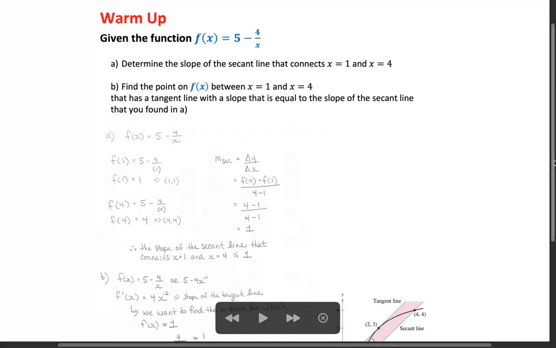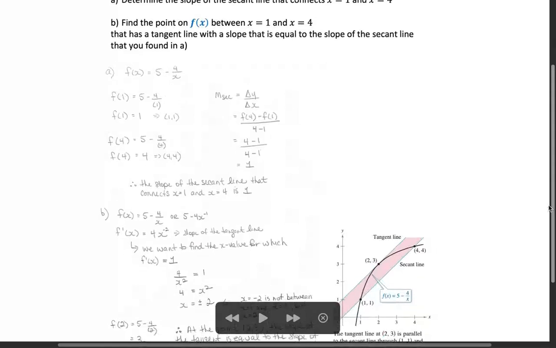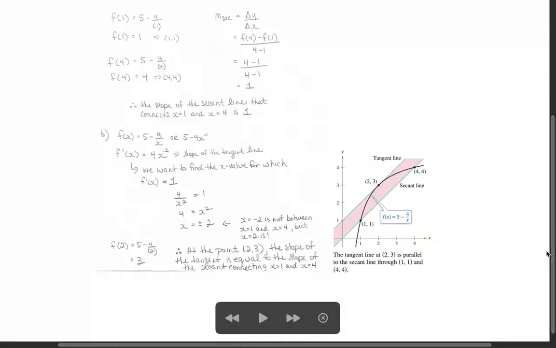So remember, when we're working with instantaneous rate of change, we're working with derivatives. The derivative function is a function that allows us to calculate the instantaneous rate of change, or the slope of the tangent line, at any point along our function. So what I did is I took f of x and I found the derivative. So I found f prime of x equals 4x to the negative 2. And this is, like I said, a formula that allows us to find the slope of the tangent line. And we know that we want the slope of our tangent line to be equal to 1. So we want our derivative f prime of x to be equal to 1.